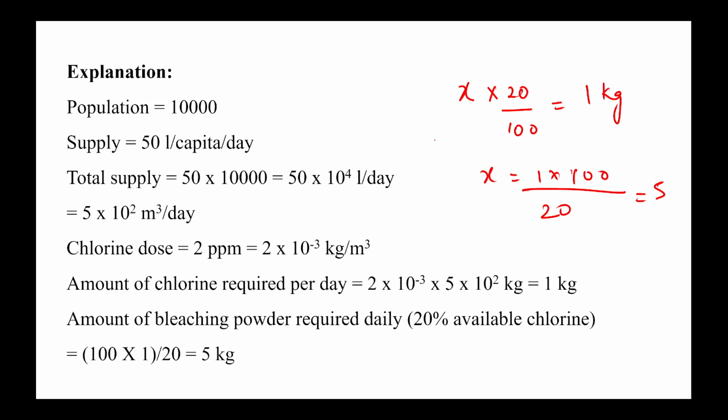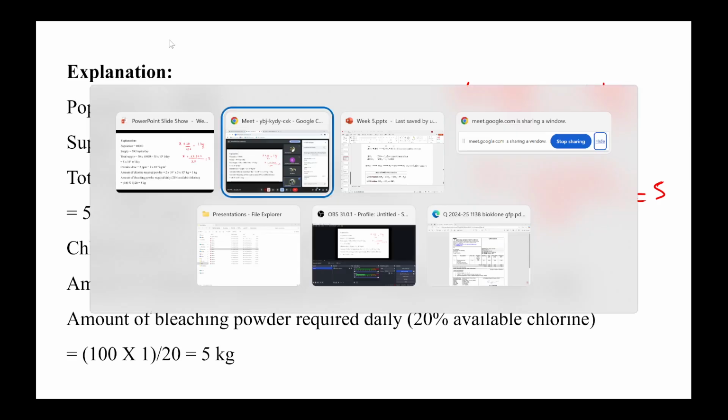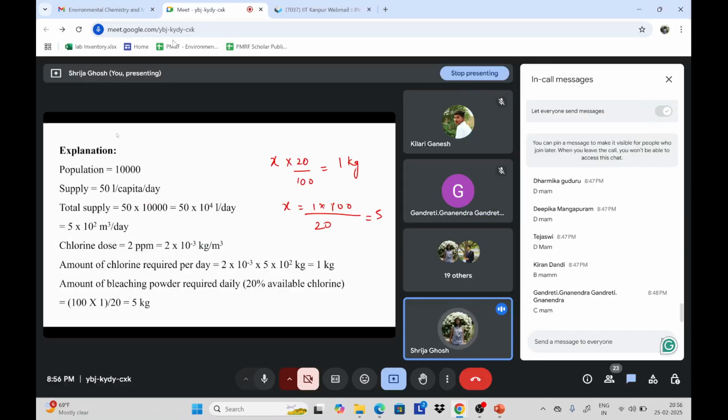So when you take 5 kgs of bleaching powder, because there is only 20% of chlorine in bleaching powder, 5 kg of bleaching powder will have 1 kg of chlorine, and 1 kg of chlorine is required per day to do the chlorination of the total supply of water that is supplied in a particular area.